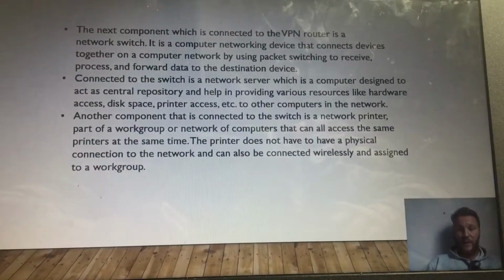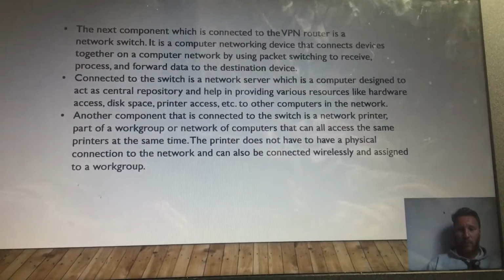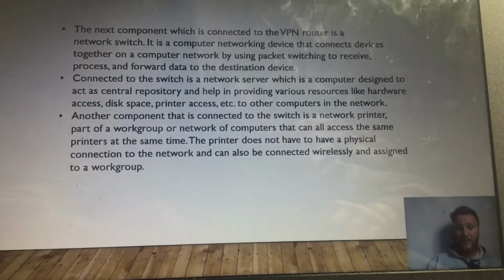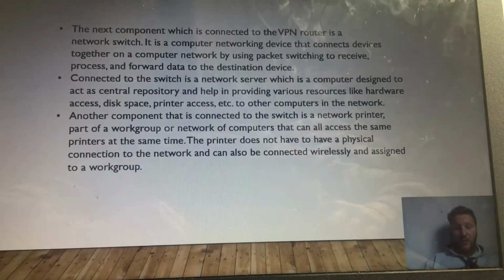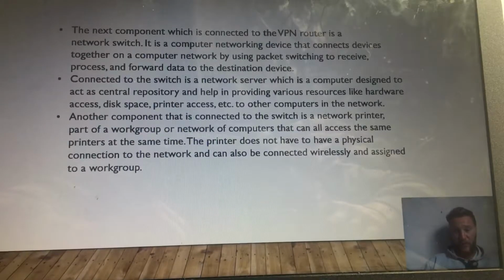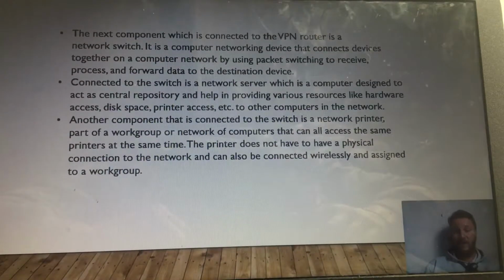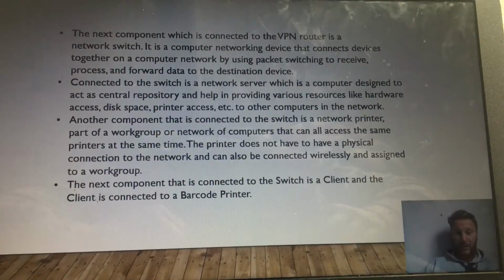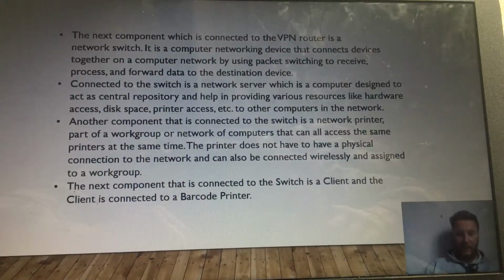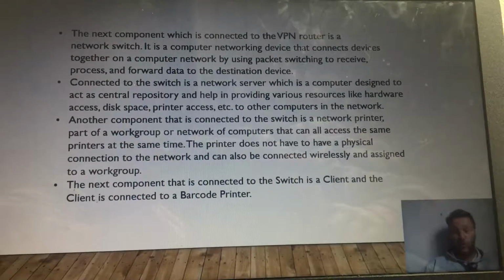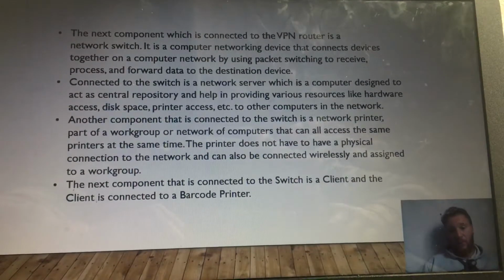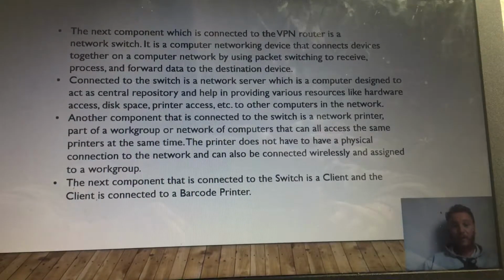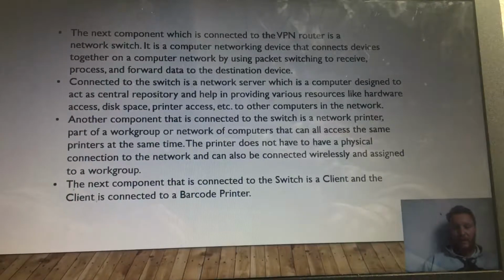Another component connected to the switch is a network printer, part of a workgroup or network of computers that can all access the same printers at the same time. The printer does not have to have a physical connection to the network and can also be connected wirelessly and assigned to a workgroup. The next component connected to the switch is a client, and the client is connected to a barcode printer. This sums up all the hardware, software, and components of the ISA shown.